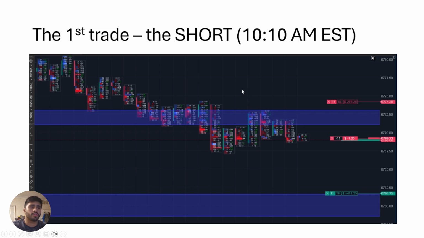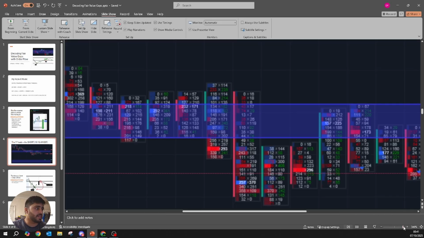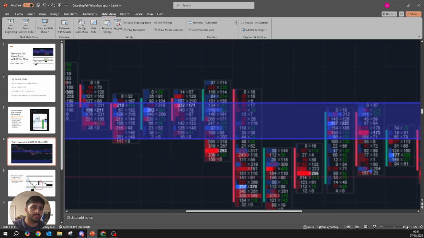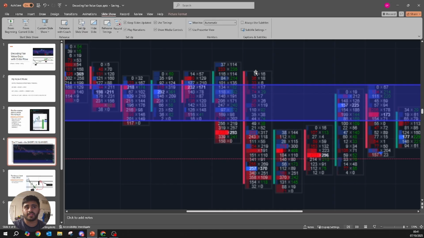And so why was this a valid setup? The first trade around 10 a.m. Eastern. If I zoom into this, we can see a lot of aggressive buyers, particularly here and over here. And then we see a big break to the downside.